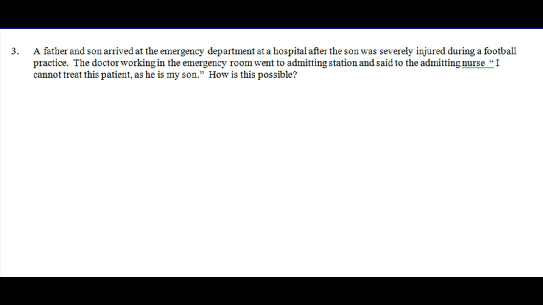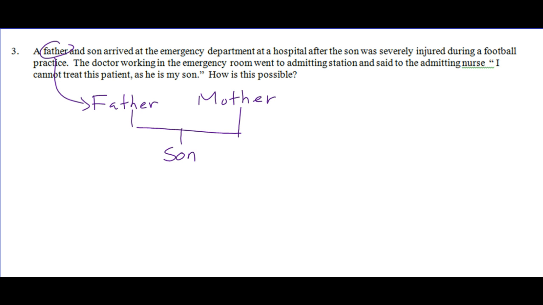So how is it possible that... So read through this. I'm going to just pause this. So father and mother create son. Father takes son to emergency room. Doctor working in the emergency room says, "This is my son." So the doctor is the mother. And you're all sexist pigs.